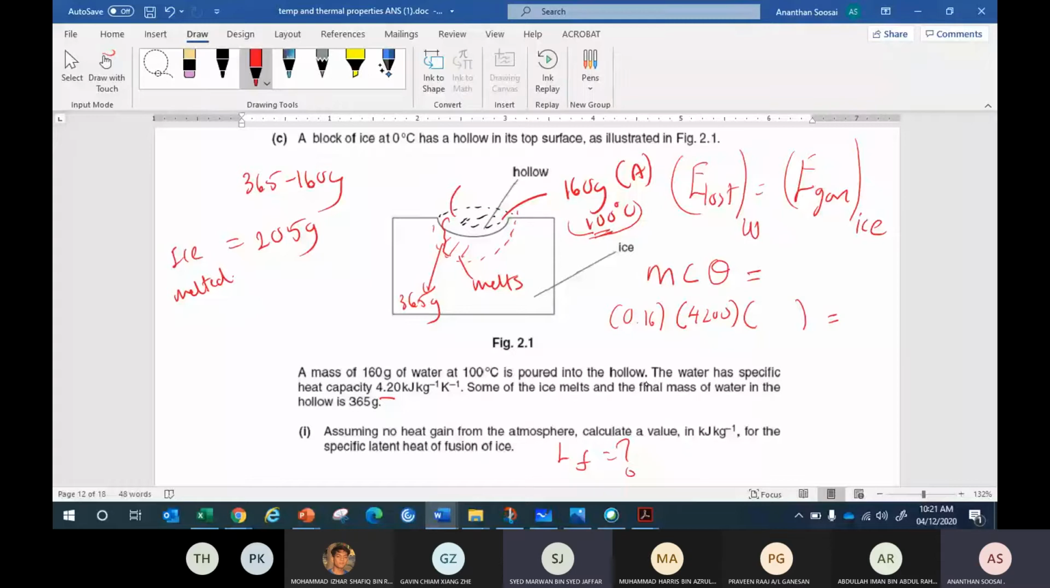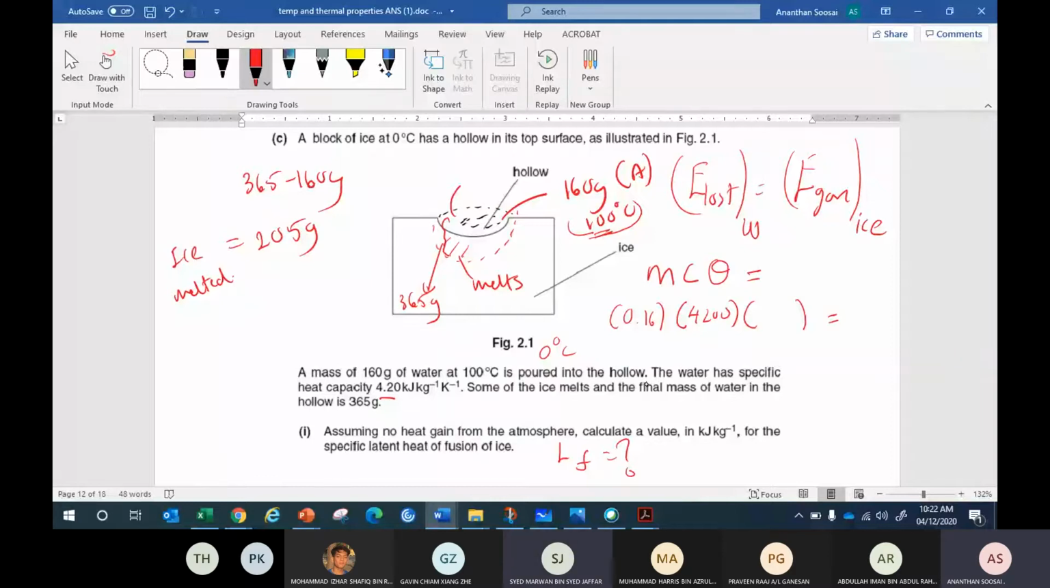So after thermal equilibrium is achieved, when the ice has melted to 365, that means the final temperature is still what? 0, because there is still ice left. So the temperature should be 0 degrees Celsius. Final temperature is 0 degrees Celsius.